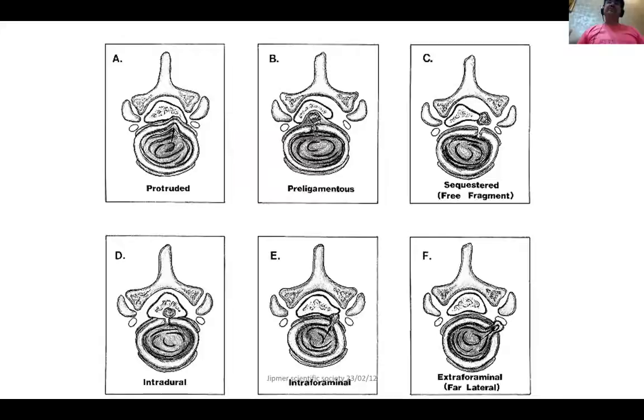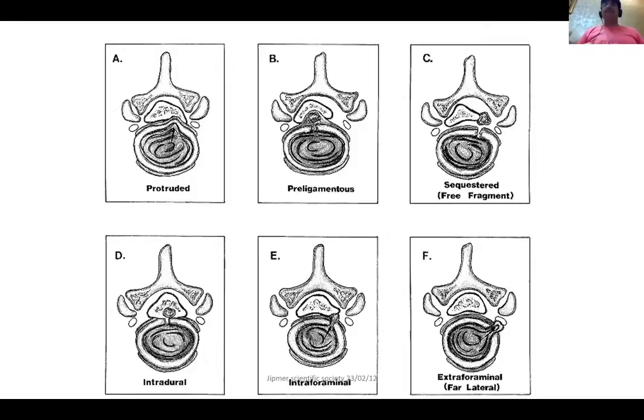Whereas D is absolutely by anterior cervical discectomy. You see the pictures E, F, and C. You can also approach these by a posterior laminoforaminotomy. You need not necessarily do it by anterior cervical. So these are the indications where you think about approaching this disease by a posterior approach.